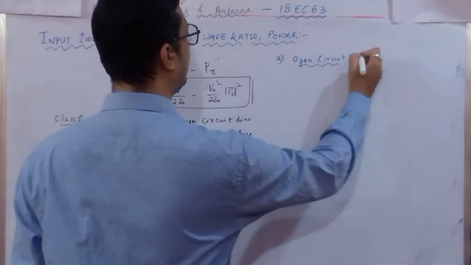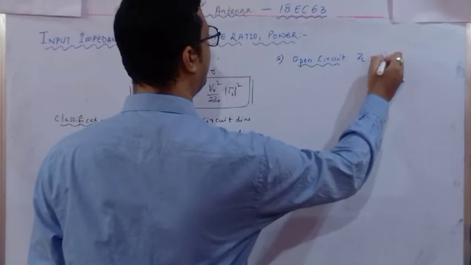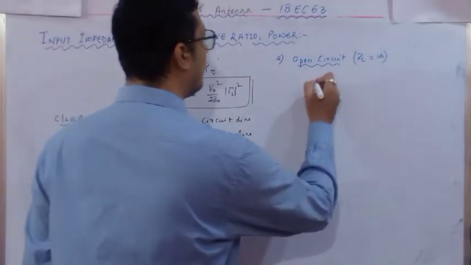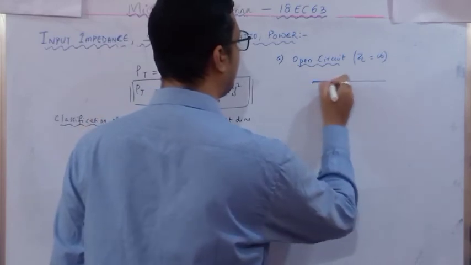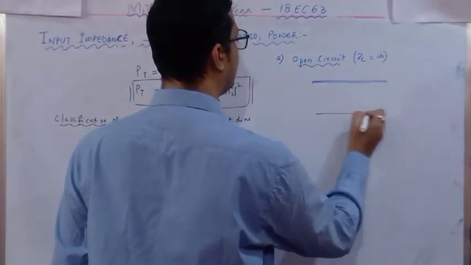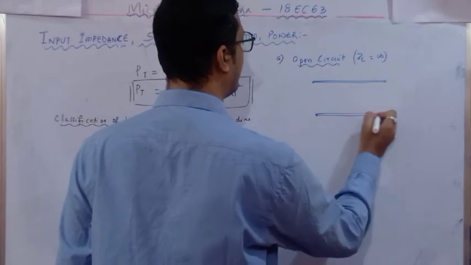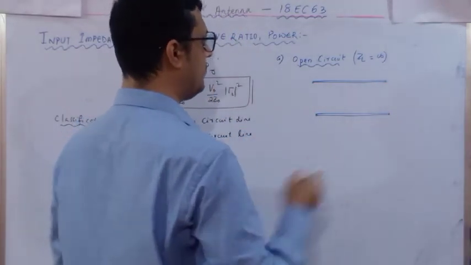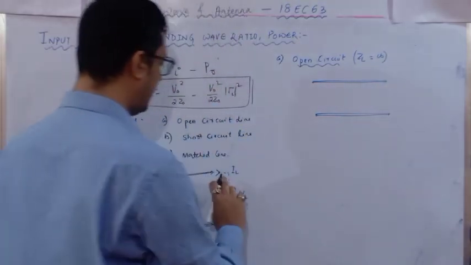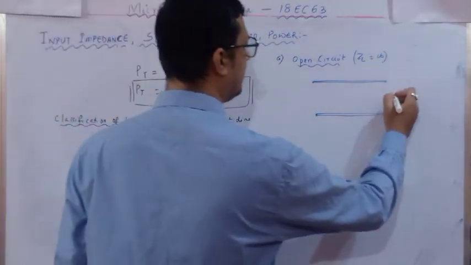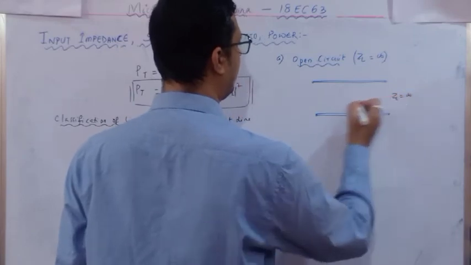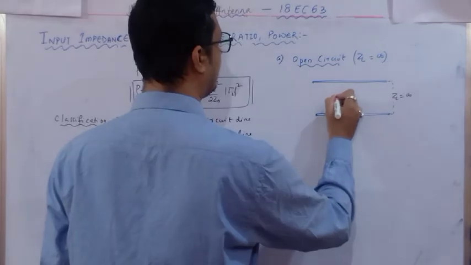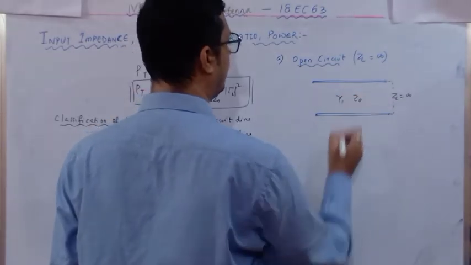Open circuit line means your load impedance is infinite, which means there is no load impedance. This is the first line, this is the second line, a two-wire line, and there is no load. The load is open, so ZL is equal to infinity. Here it is gamma, here it is Z0.